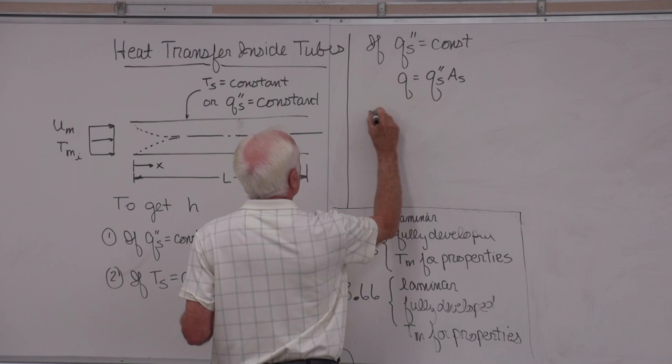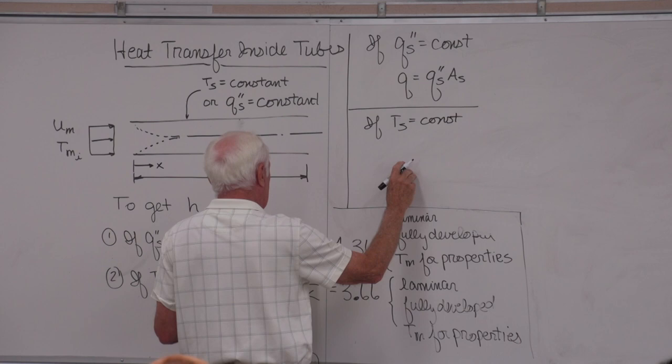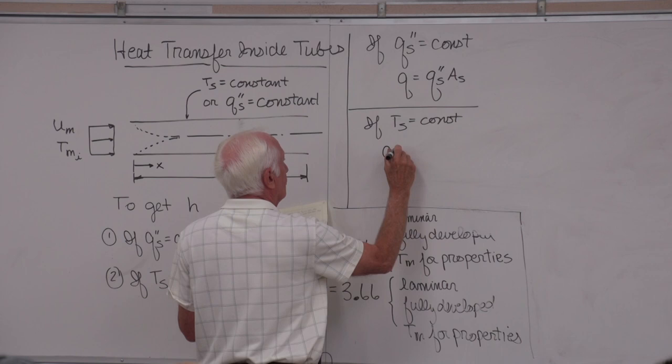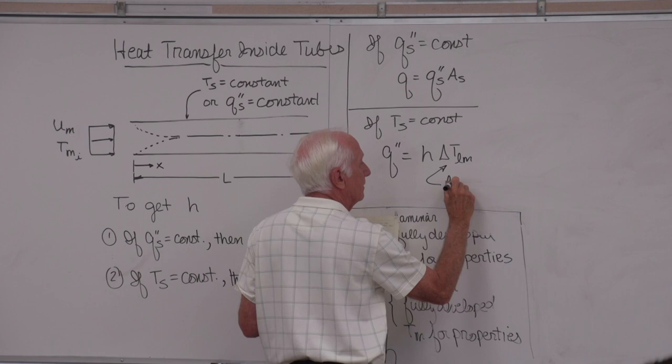If Ts equal a constant, then Q equals h A delta T log mean. That delta T LM stands for the log mean temperature difference.